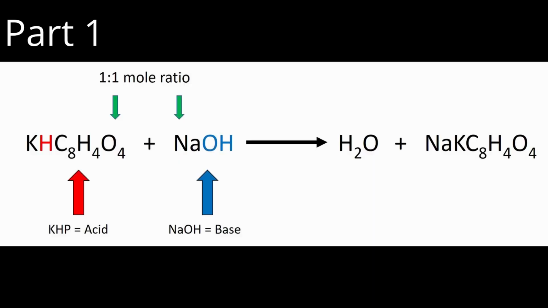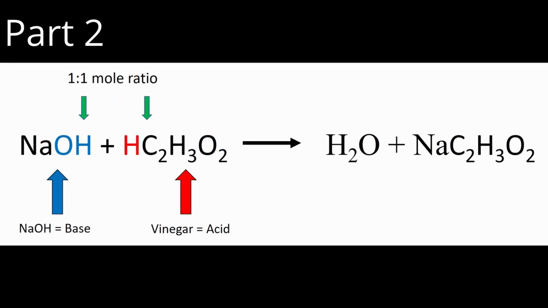As you can see in the equation, we have our acid, which is KHP, being added to our base, which is NaOH or sodium hydroxide, to produce water and a sodium salt. Notice that there is a 1-to-1 mole ratio here, meaning that every 1 mole of KHP is neutralized by 1 mole of sodium hydroxide, which means if we know the moles of sodium hydroxide at the neutralization, then we know the moles of KHP as well, because it is the same.